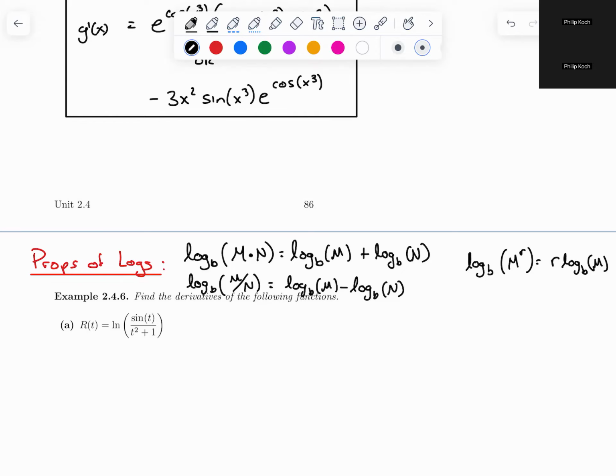So that is division on the inside. It can be broken up into subtraction. So R of t could instead be rewritten as ln of sine of t minus ln of t squared plus 1, which are very quick chain rules, as opposed to a chain rule with a quotient rule. You would get full credit regardless, but if you do it the long way, I'm going to write on your exam, think about using the properties of logs. Make it a little bit easier on you.